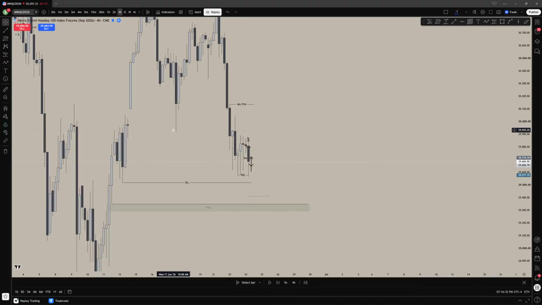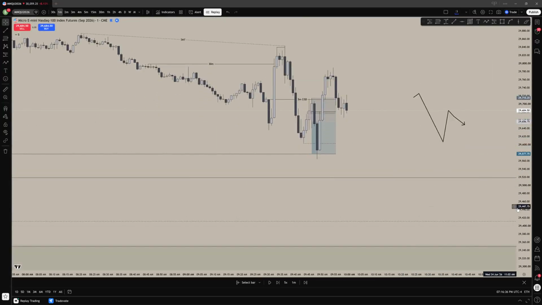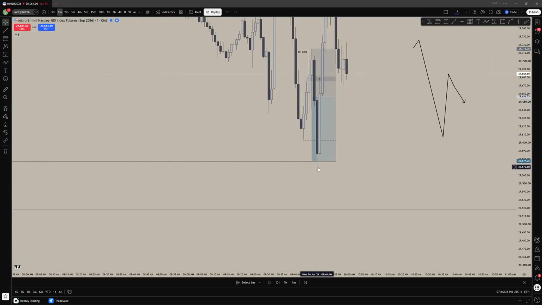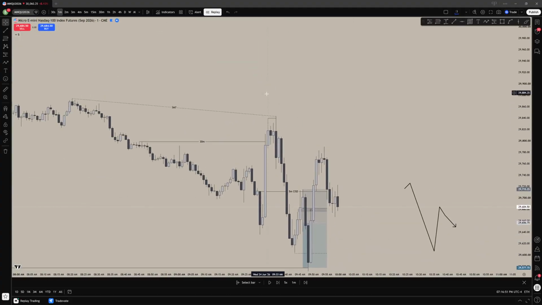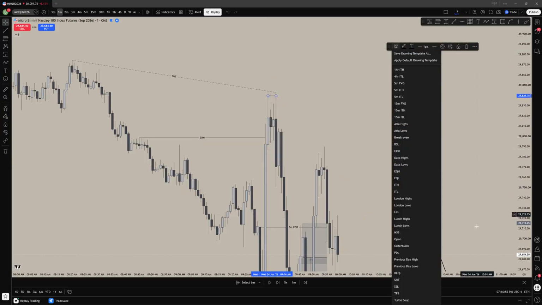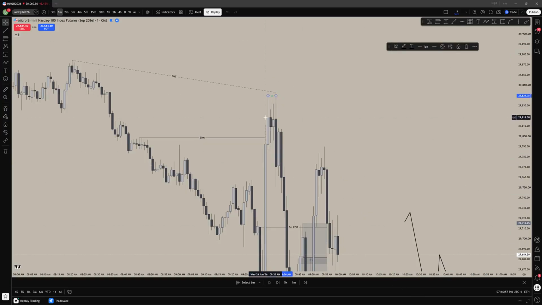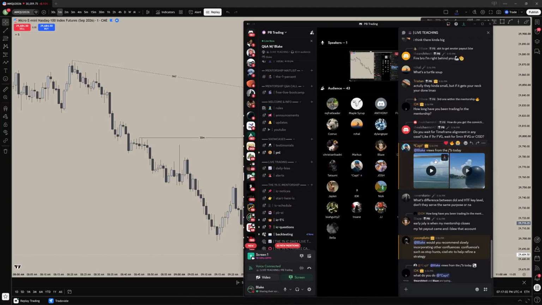What's a turtle soup? It's basically if we hit a level and we just wick into it and we don't have any bodies closed. Like you see how we hit this liquidity here and we didn't have any bodies closed below. We just souped it, is what it's called, a turtle soup. Basically when we just wick into a low, or for example here, we wicked this high, we turtle souped this high because we didn't have any bodies that closed above it. We just literally wicked it and traded lower, so it's a good reaction.